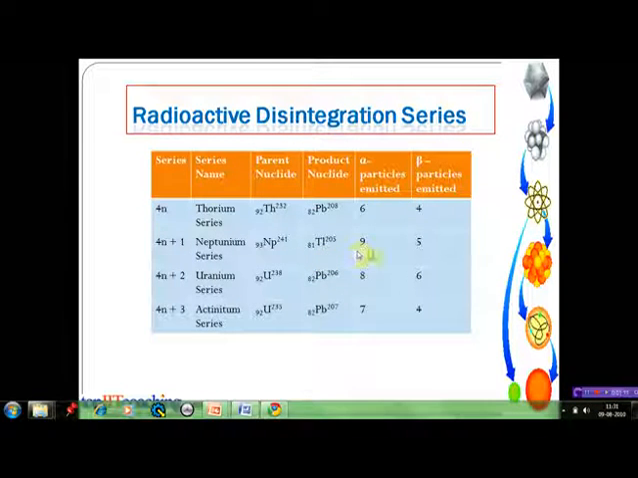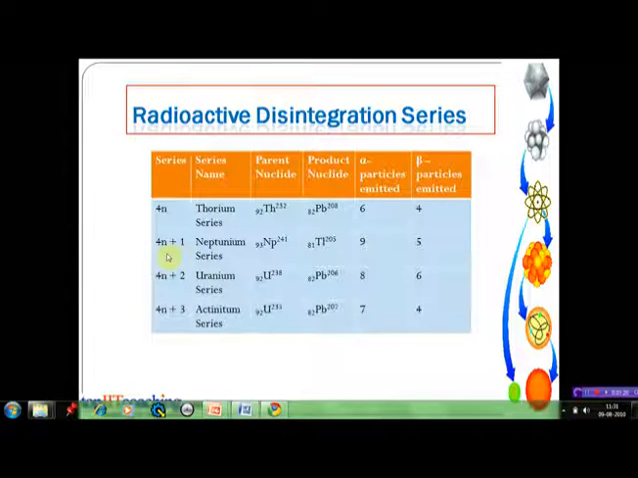9 alpha particles and 5 beta particles are emitted in this conversion. This series is also known as 4n plus 1 series, since the mass number of every isotope of this series can be represented as 4n plus 1, where n is an integer.